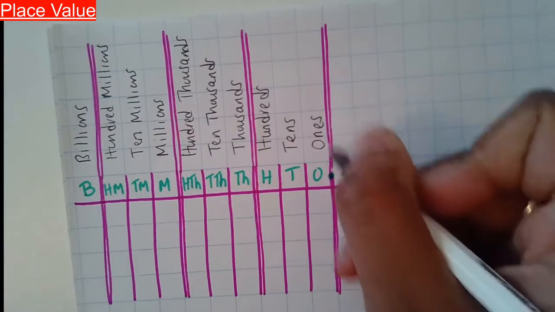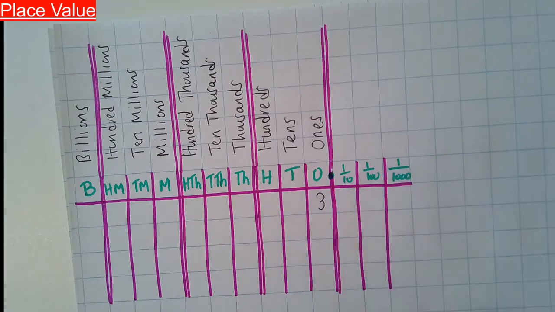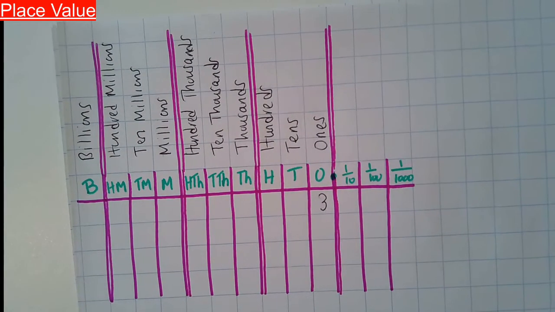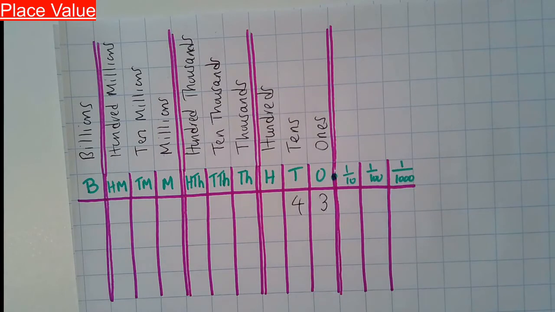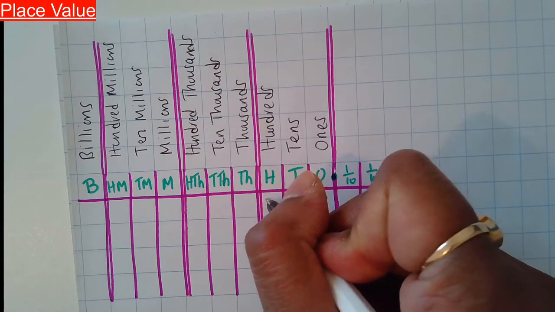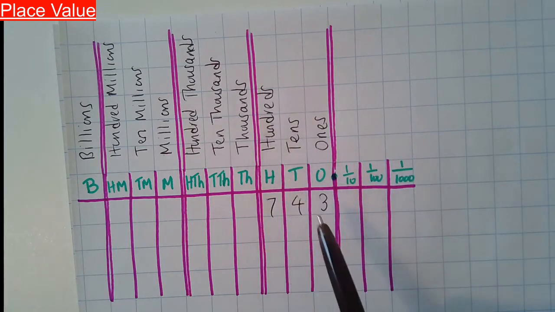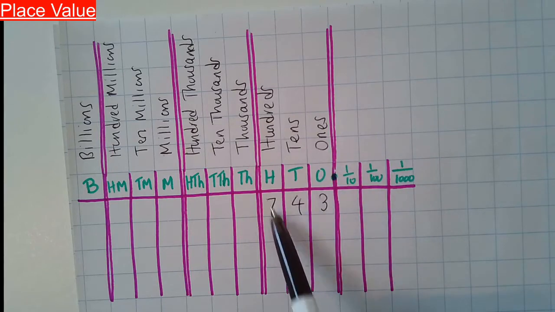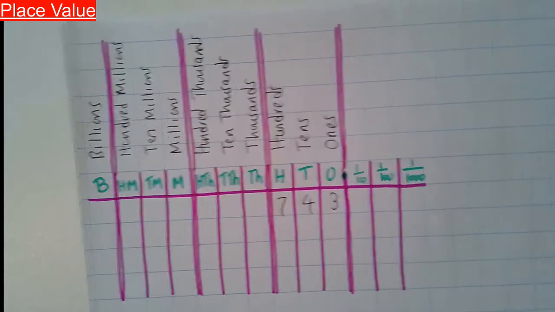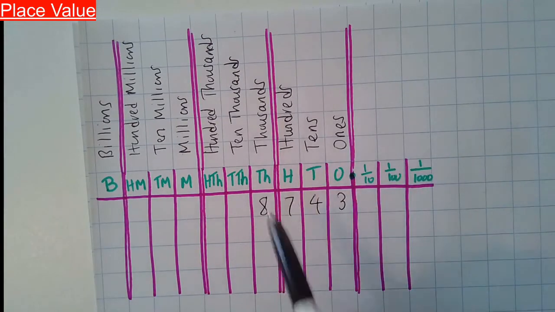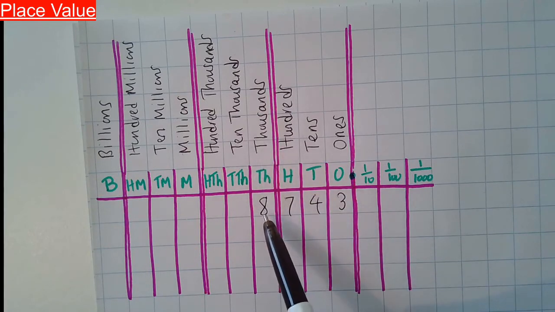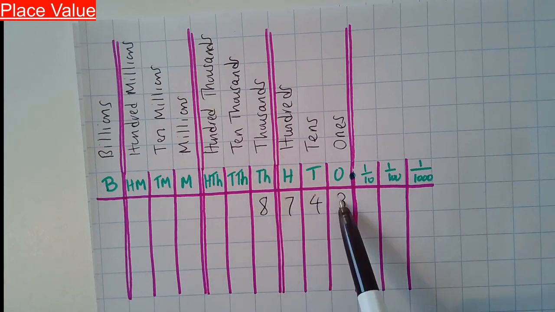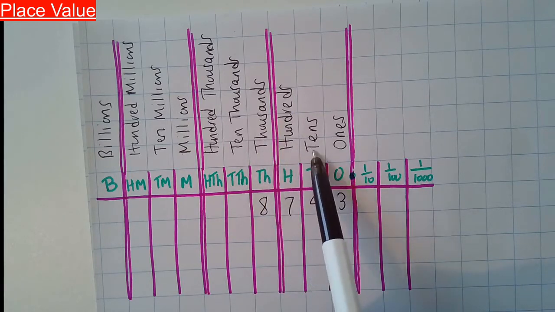So if I just put a number here, for example, 3 ones, well, that's just a 3. If I put a number here, these are tens, so that's 43. 4 tens and a 3 make 43. If I put a number here, that's 7 hundreds, 4 tens and 3 ones, that's 743. Now we're on thousands. We've got 8 thousands, 8 lots of thousands, so that reads as 8,743.